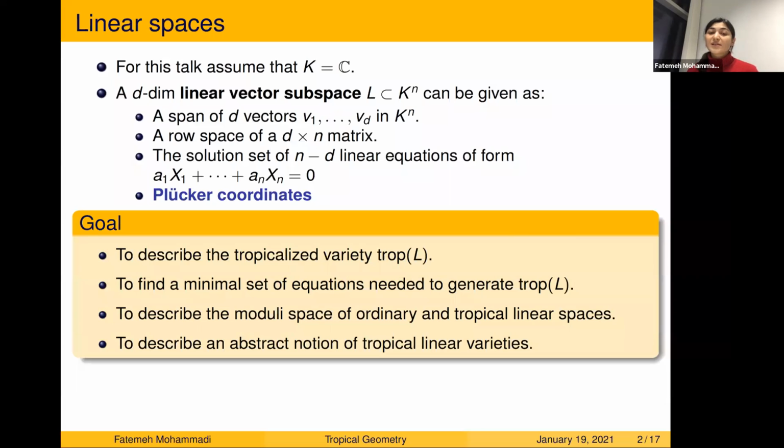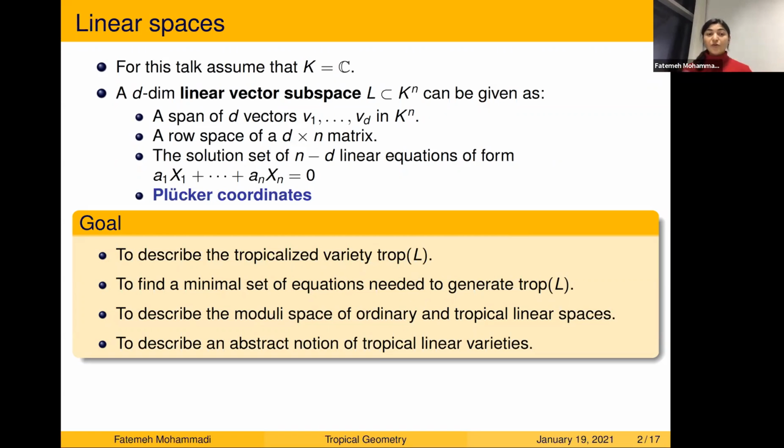So here we are going to do the same. We're going to take the tropicalized linear spaces, look at their corresponding polyhedral complexes, and see whether we can describe an abstract notion of such point sets in R^n that have these combinatorial properties. So we're going to define a notion of tropical linear varieties. And let me just repeat this again: a tropical linear variety would have some nice combinatorial properties, and every tropicalized linear variety is going to be a tropical linear variety, but the reverse does not necessarily hold.